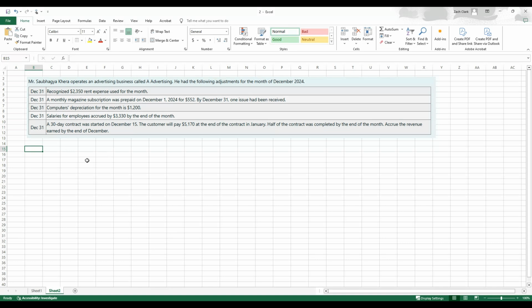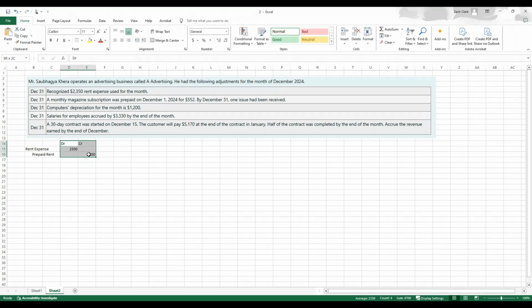So if it tells us we recognize $2,350 of rent expense used for the month, then we're going to just record $2,350 of rent expense. Or let me do it in journal entry style. So we do rent expense, and then prepaid rent is our credit. I'm going to indent that a couple just to show that that's the credit. And that would basically be it.